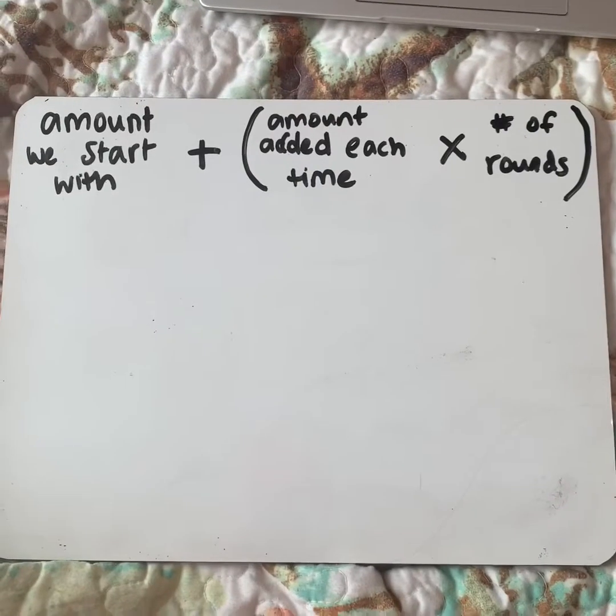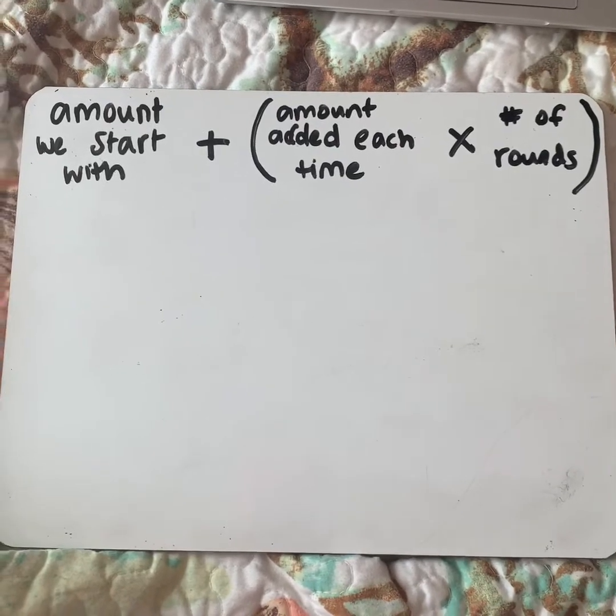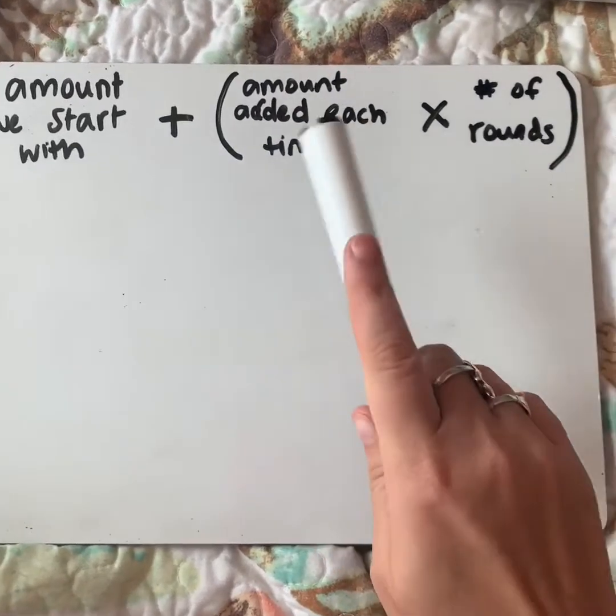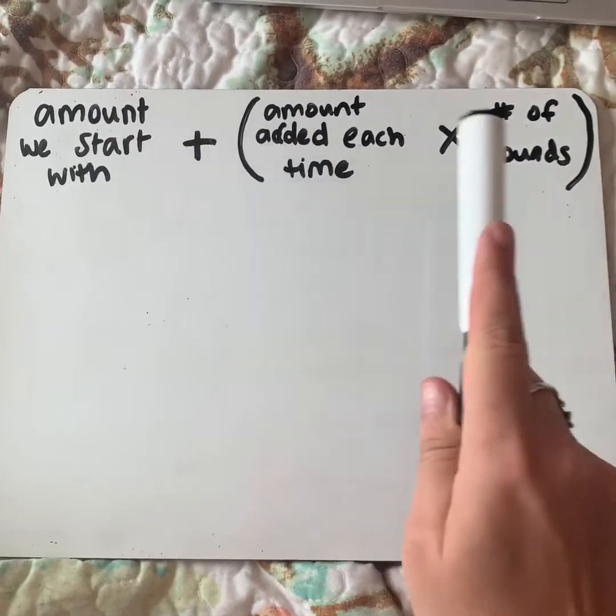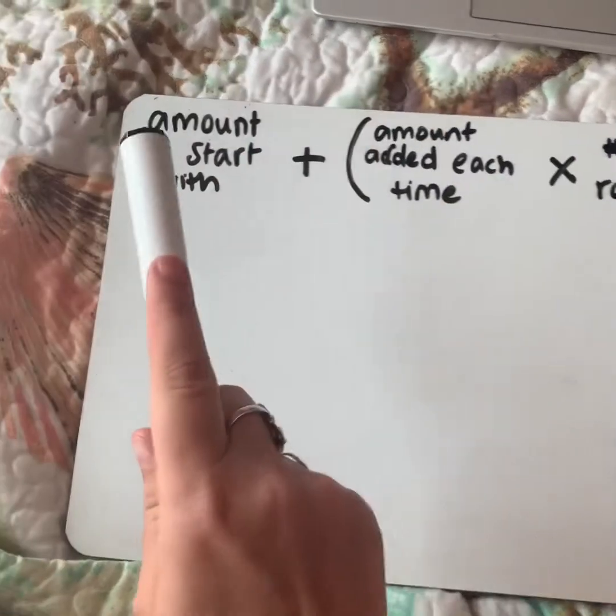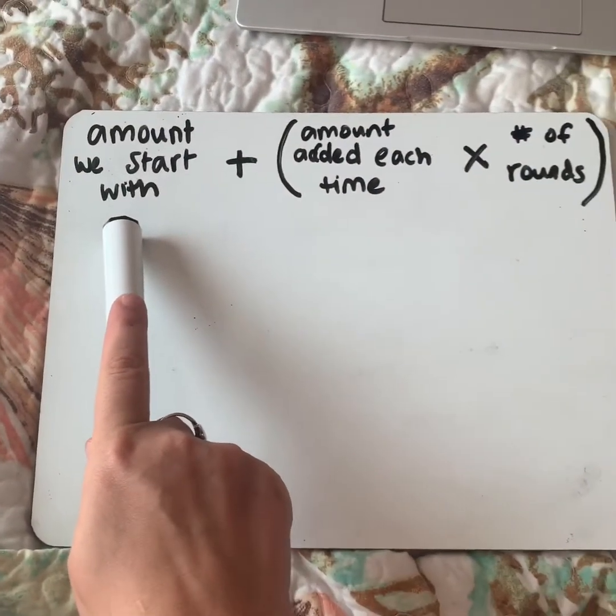It's okay, Marisol. We're going to check. We're going to see. Is Jake right or you? And we know the formula we always use to find our number of pennies is the amount that we added each time times the number of rounds, and then we add that other amount that we started with.